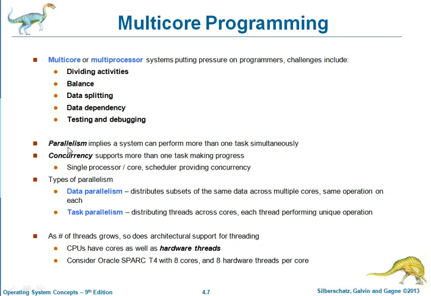Still on parallelism, data parallelism focuses on distributing subsets of the same data across multiple computing cores and performing the same operation on each core. Task parallelism involves distributing not data but tasks, or threads, across multiple computing cores. Each thread is performing a unique operation. Different threads may be operating on the same data or they may be operating on different data. Data parallelism involves the distribution of data across multiple cores, and task parallelism the distribution of tasks across multiple cores.